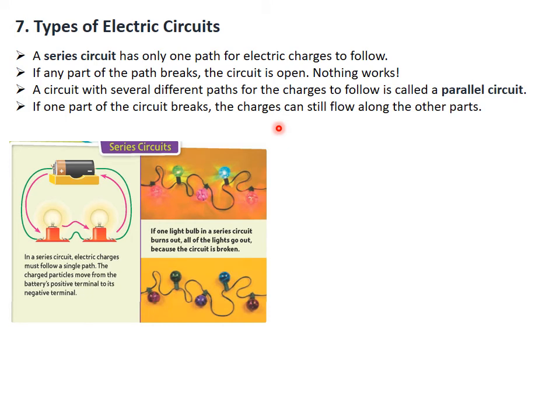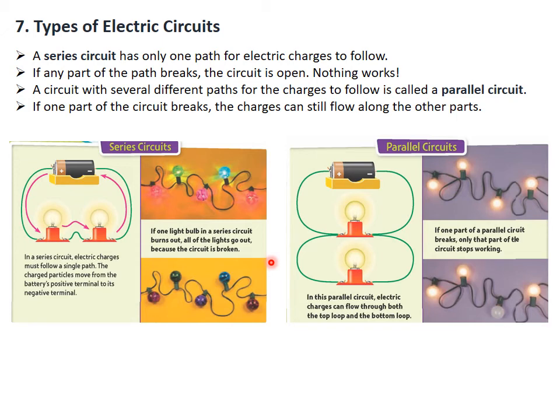So, let's look at the first picture. It shows series circuits. In a series circuit, electric charges must follow a single path. The charged particles move from the battery's positive terminal to its negative terminal. So, if one light bulb in a series circuit burns out, all of the lights go out because the circuit is broken.